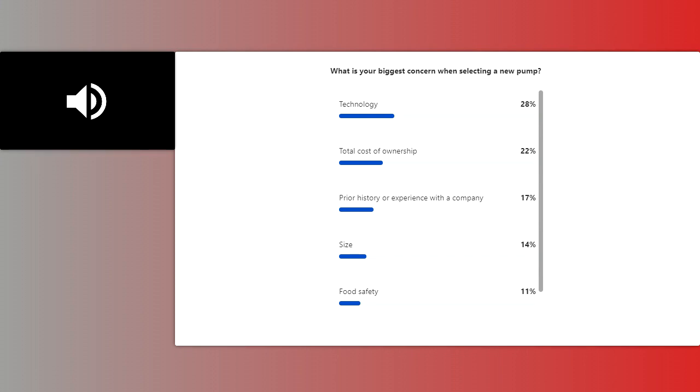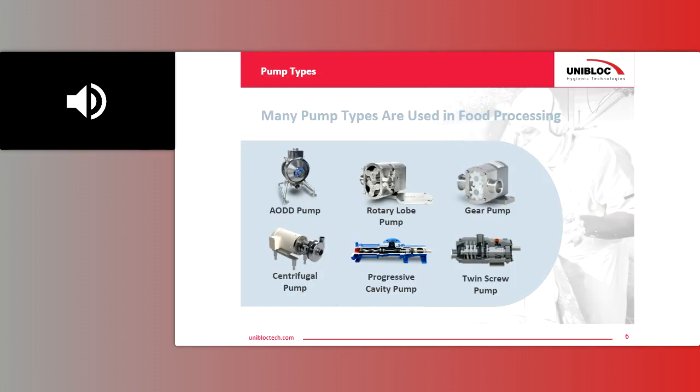Okay, so now we'll continue on with the presentation. So these are probably the most common pump technologies we see in the food industry. There's a couple others that we don't show in here that you do come across from time to time, but I think this will cover the majority of the pump applications. So we'll go through each product type and go through the pros and cons of each.